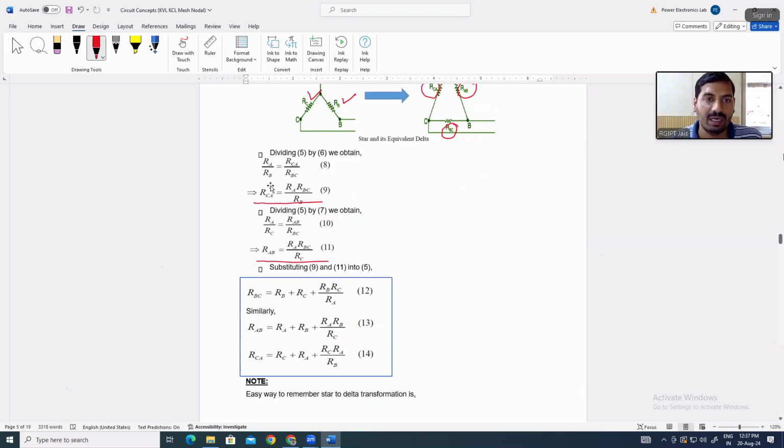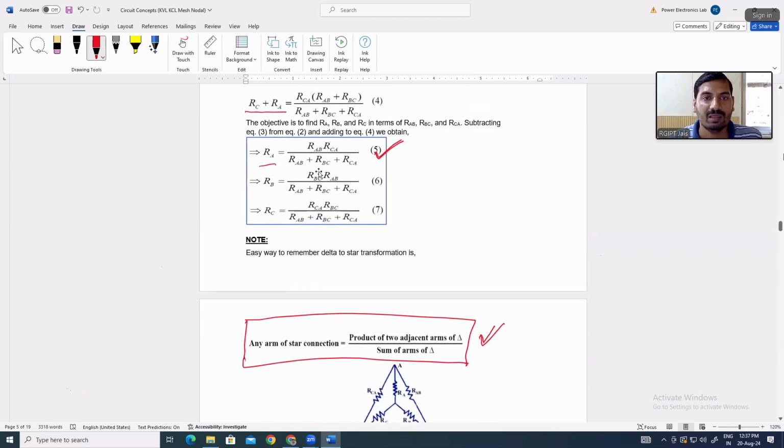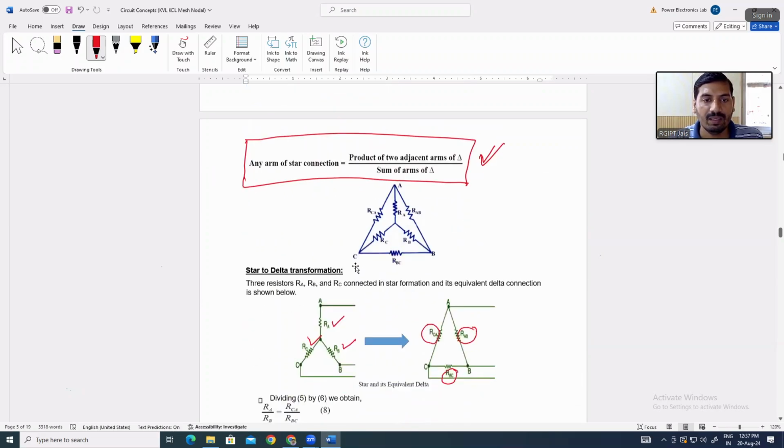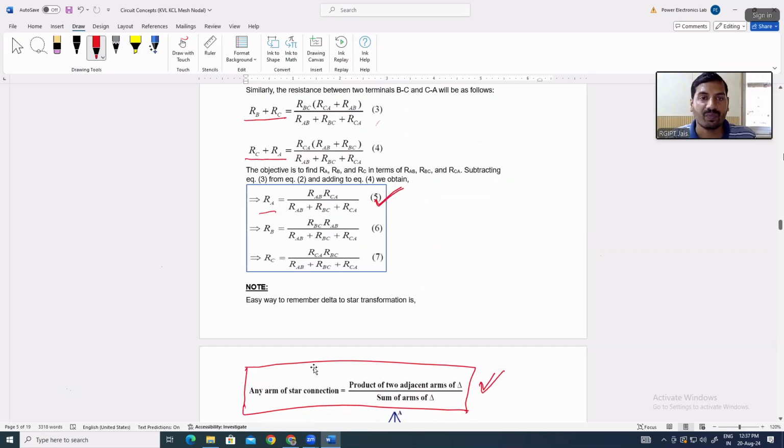हमारे पास 9 में RCA का वैल्यू है और 11 में RAB का वैल्यू है। और यहाँ पे आप देख सकते हैं दिस इज RAB, दिस इज RCA, ये दोनों का वैल्यू हम रिप्लेस कर सकते हैं। यहाँ पे भी RAB है और यहाँ पे RCA है। और ये देख सकते हैं कि RCA is coming in terms of RBC. RAB is also coming in terms of RBC. सो RBC यहाँ पे कॉमन हो जाएगा.